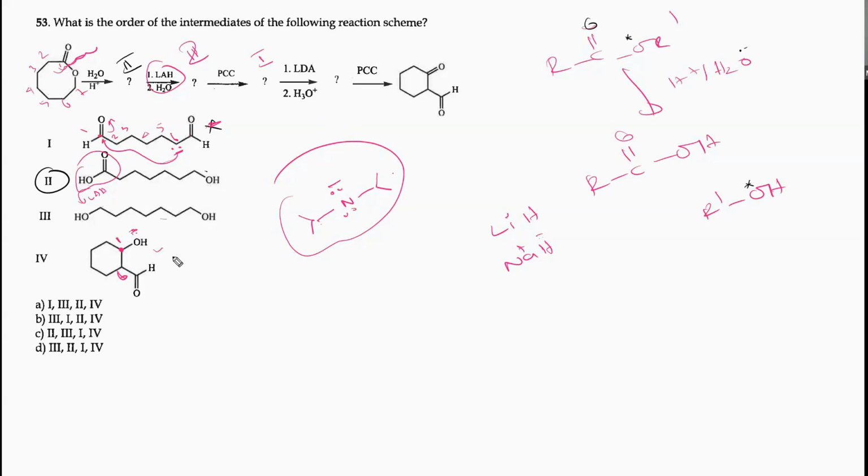And finally, this is 4. Now you treat this with PCC. You're not going to do anything to your alcohol, but you're going to oxidize it. You're oxidizing your alcohol to a ketone. So that's what happens. The order is 2314. That's the right answer. Hopefully that makes sense.